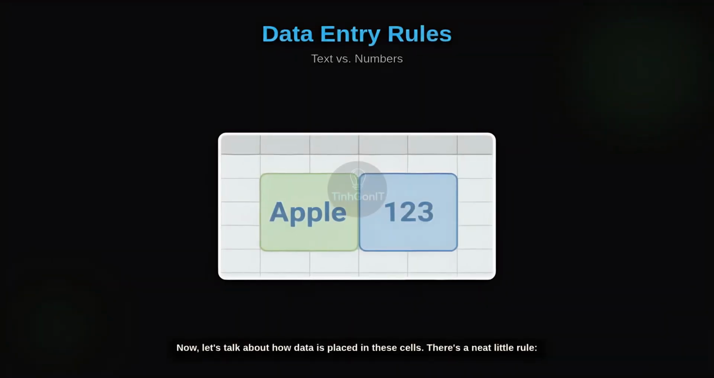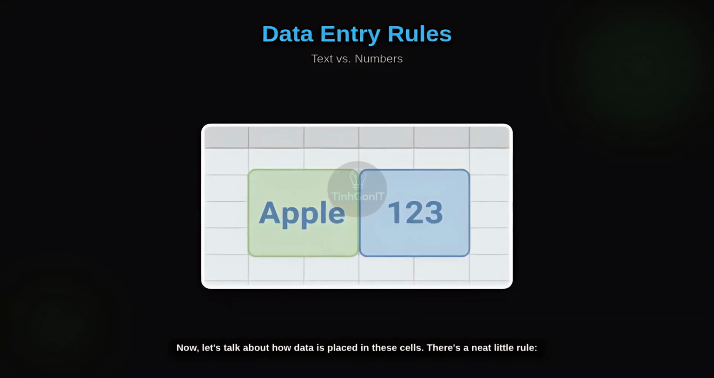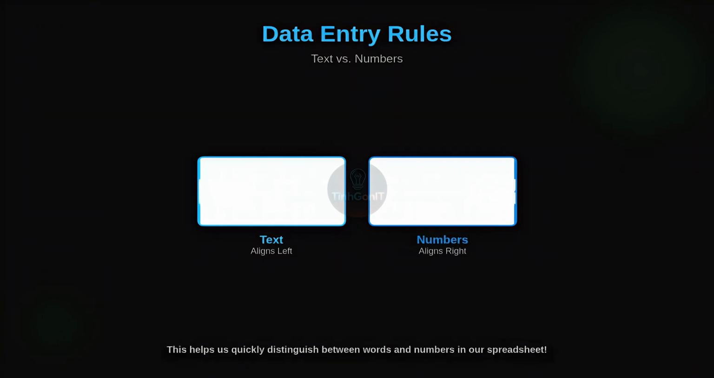Now let's talk about how data is placed in these cells. There's a neat little rule. When you enter text, like names or descriptions, it usually aligns to the left of the cell. But when you enter numbers, they automatically align to the right. This helps us quickly distinguish between words and numbers in our spreadsheet.